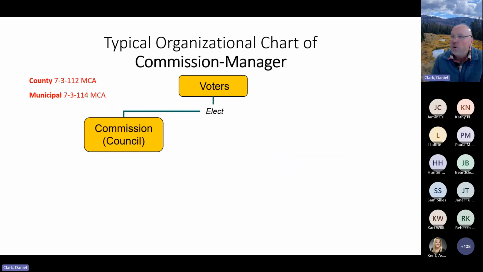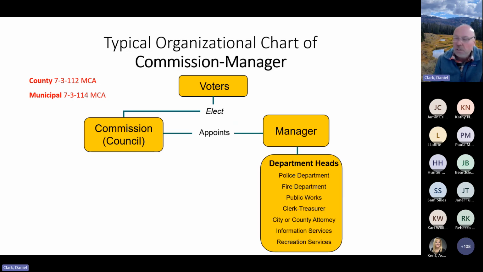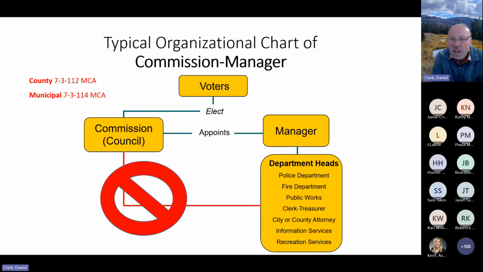The commission manager, where the voters elect a city council or a city commission, that commission then hires or appoints a manager based on merit. And then the manager is responsible for the day-to-day operations, hiring, managing, and terminating all the department heads and employees. And the commission by law is unable to direct staff. Their only ability is to direct the manager. They pass the ordinances, they pass resolutions, and they direct the manager to have certain things done. And then it's up to the manager to decide how that's executed. But the council cannot do an end run around the manager by engaging in directing staff on their own.